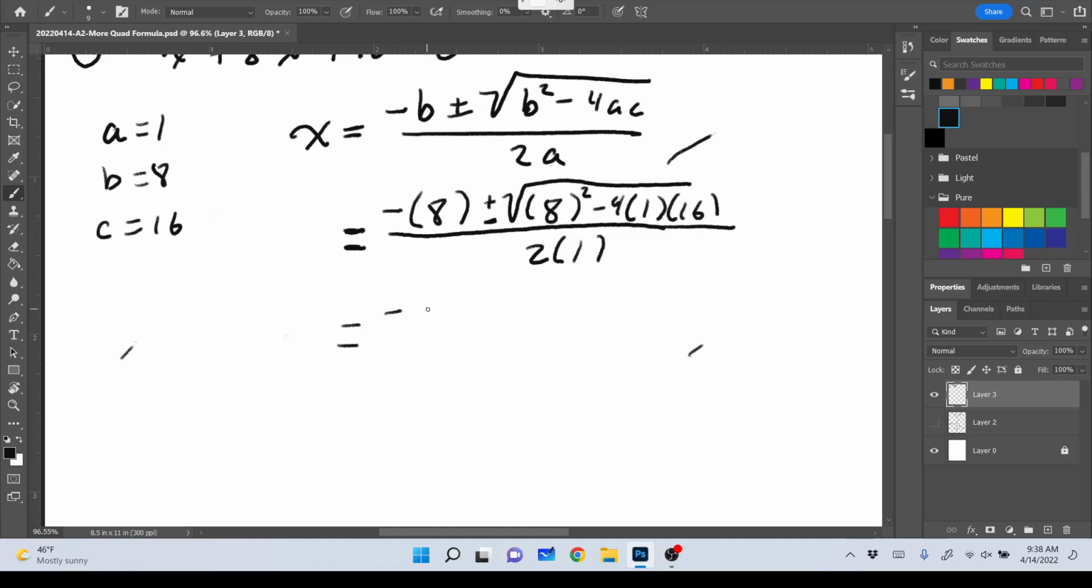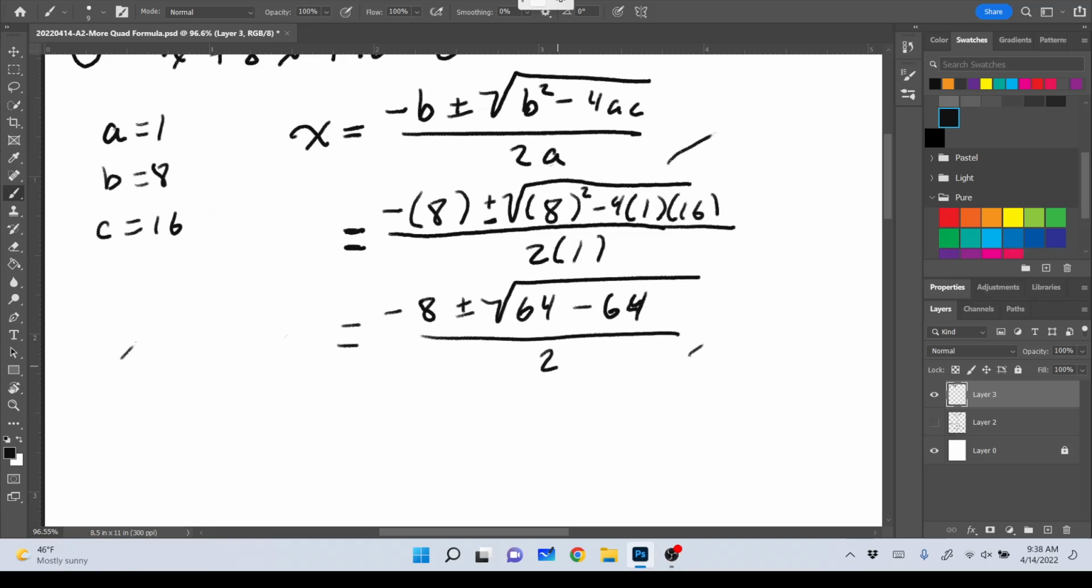So then we have negative 8 plus or minus the square root of 64 minus 64, is that right? 4 times 1 times 16. Does that sound right to everybody? Yes, sure, I just checked. Over 2.